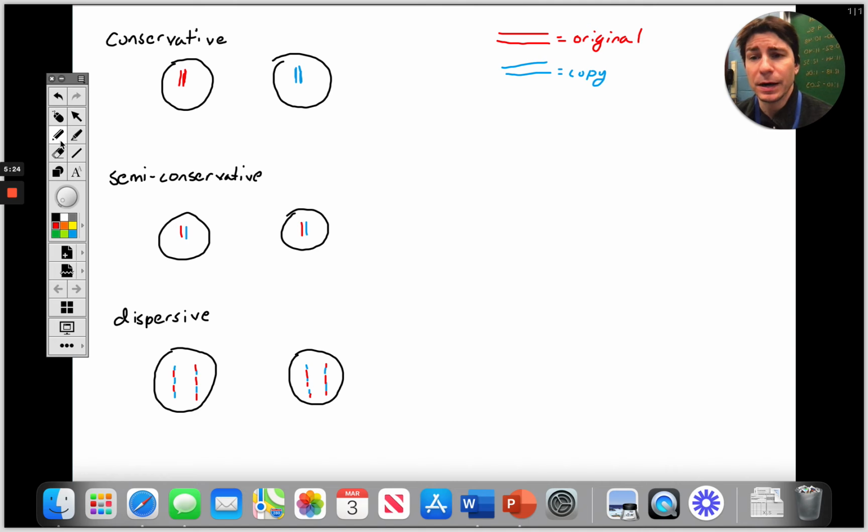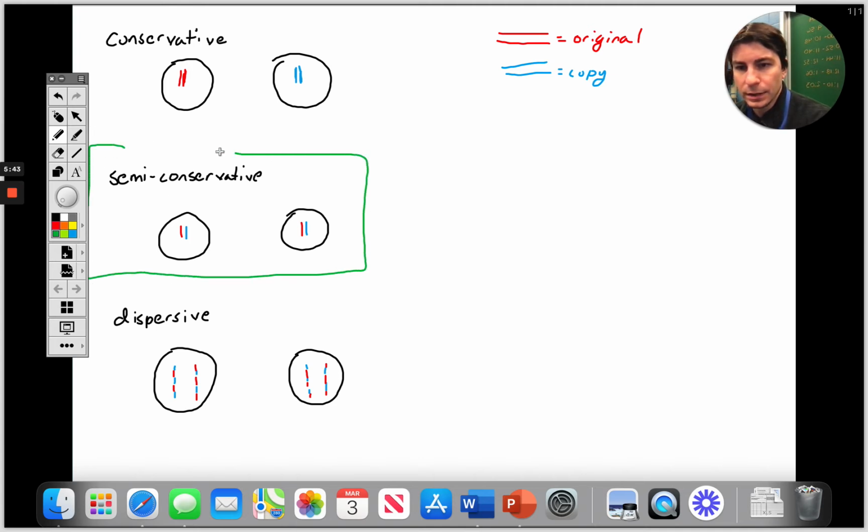So what they did, guys, they did a lot of experiments with these three to determine which one is the correct way that our ending cells after mitosis are going to have that DNA. And what they found was that the semi-conservative model, this one right here, this is our correct model.